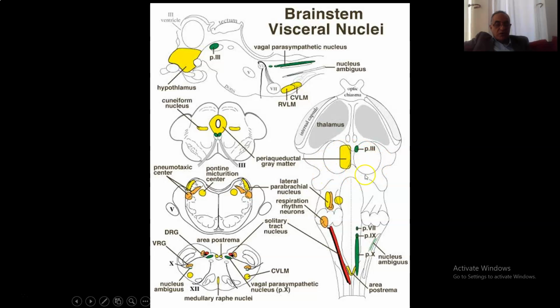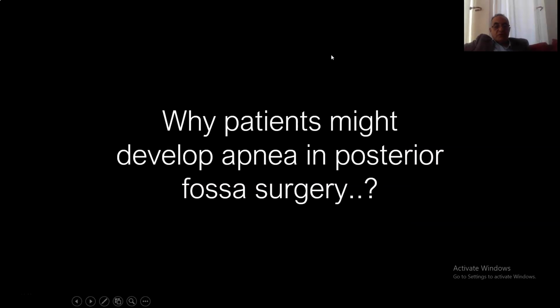And we talk about reticular formation. It's not visceral, it's extrapyramidal, sorry. We talk about the centers, one for micturition and one for control of respiration. These are the brainstem visceral nuclei.